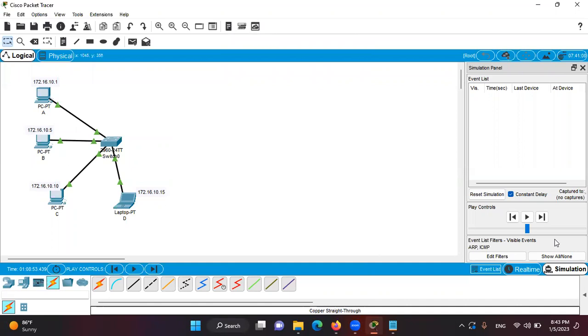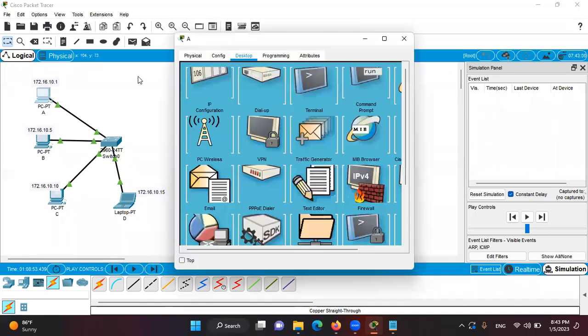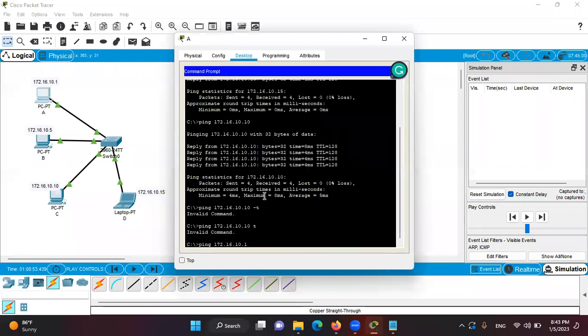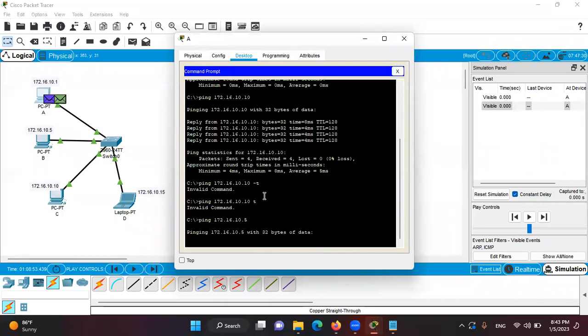So, let's see. I'm going to ping to the next one, right? To B. So go to terminal. And I'm going to ping to 5. Hit enter. Now we can see there are two messages, right? One is in blue color, the other one is green color. So one message is an ICMP message, the other one is an ARP message.